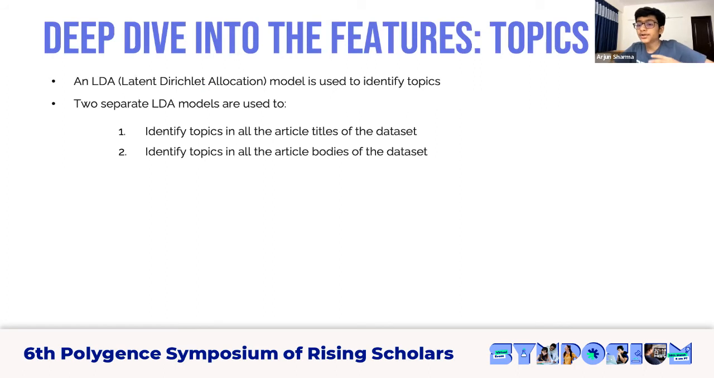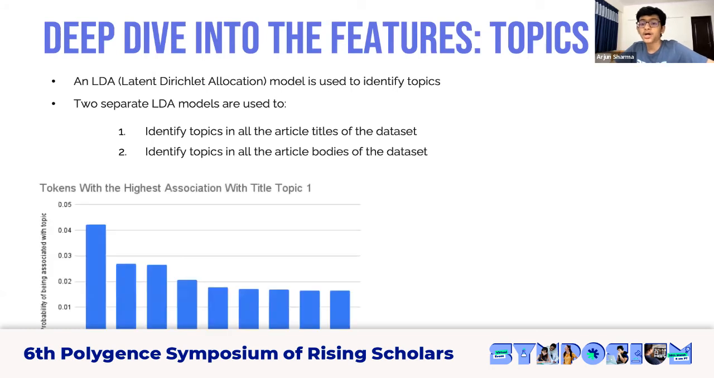The LDA model uses an algorithm to assign probabilities to each word of that word belonging to 20 different topics. It can therefore represent a given topic as the words or tokens that have the highest probability of being associated with it, and find the topic of any piece of text using the words which occur in it. This is done for all the titles and bodies. Over here, we can see that for title topic 1, the tokens with the highest probability of being associated with it are listed.